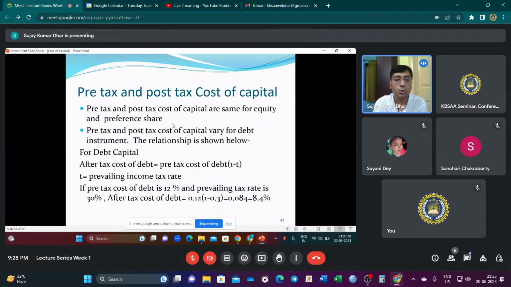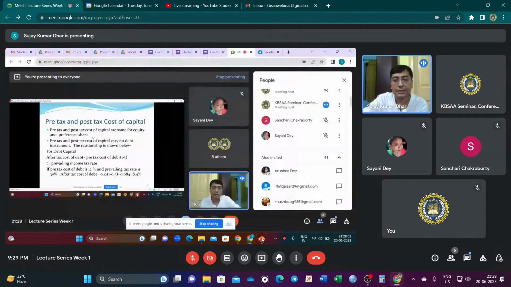So if pre-tax cost of debt is 12% and prevailing tax rate is 30%, so after tax cost of debt is 0.12 into 1 minus 0.3, 8.4%. That means you are paying 12% before the tax. But since you are paying 12% interest, so 30% of interest you are saving on tax. So 30% of 12%, 3.6% you are saving, 12% you are paying, 3.6% you are saving. So 8.4% is your final cost of debt. Am I clear? Tell me, up to this, anybody has any doubt, any problem?